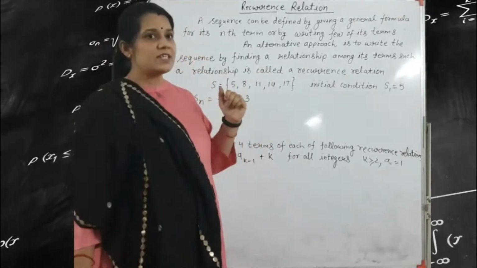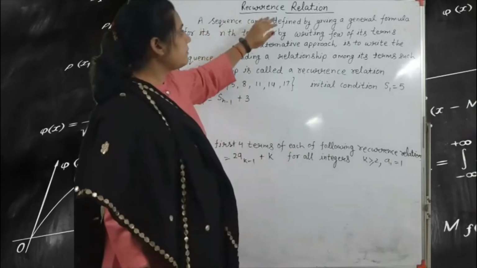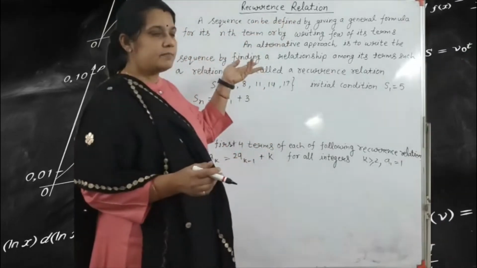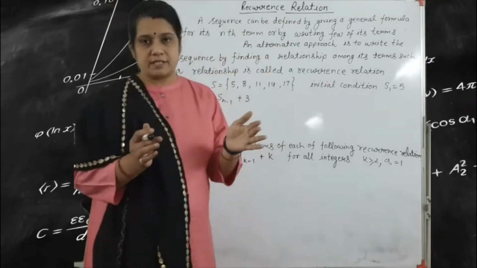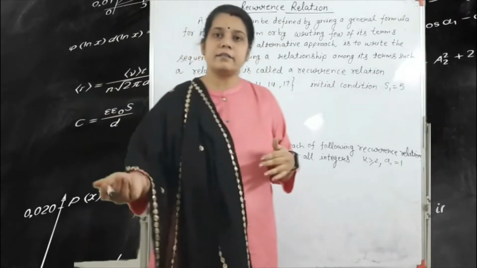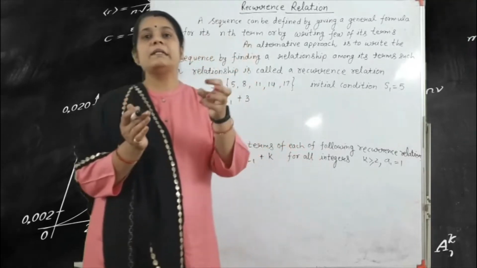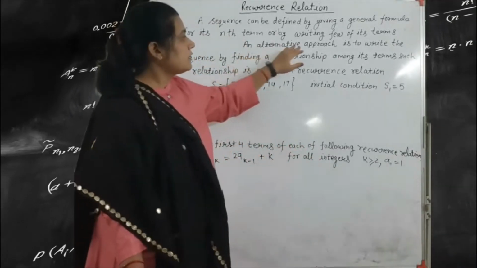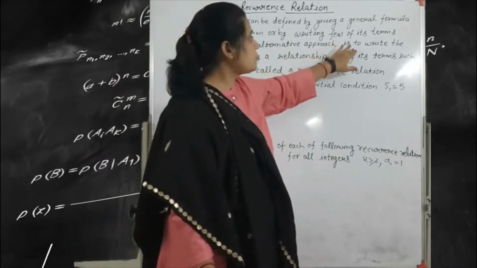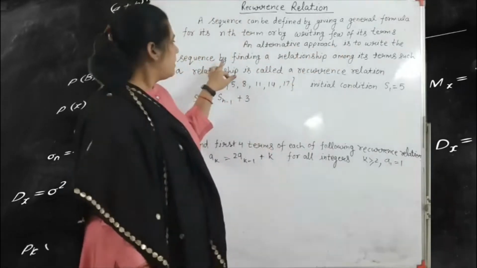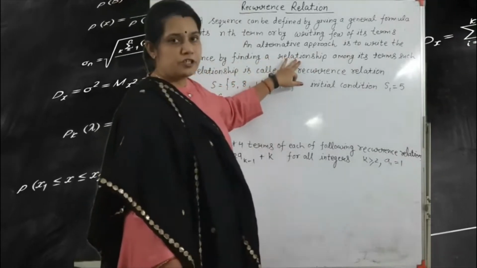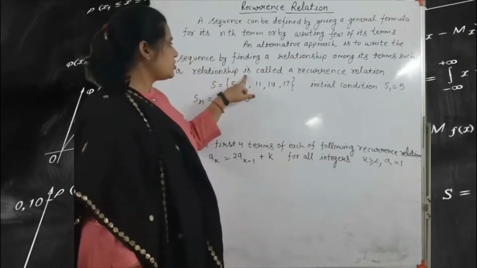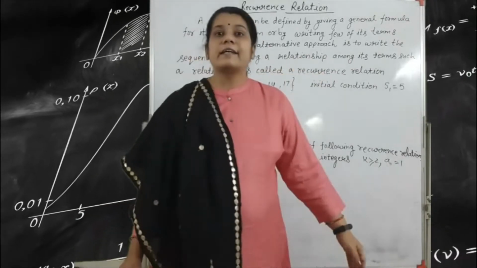So what is the recurrence relation? A sequence can be defined by giving a general formula for its nth term or by writing a few of its terms. Sometimes we are given the nth term, sometimes the middle term, that means the kth term. So an alternative approach is to write the sequence by finding a relationship among its terms. Such a relationship is called the recurrence relation.